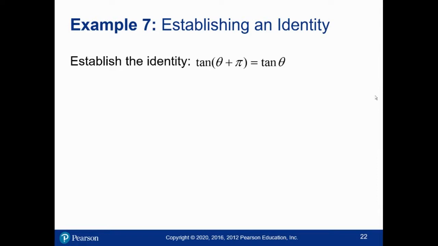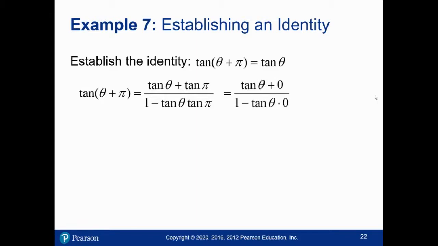Okay, but way back when, it wasn't immediately clear why tangent had period pi, because sine and cosine have period 2 pi. So why does this one have period only pi? Well, let's see. Using the sum formula for tangent, I expand it out like this. And then the tangent of pi is 0. And we get just tangent of theta. Perfect. So here is a nice little way to establish that tangent has period pi.